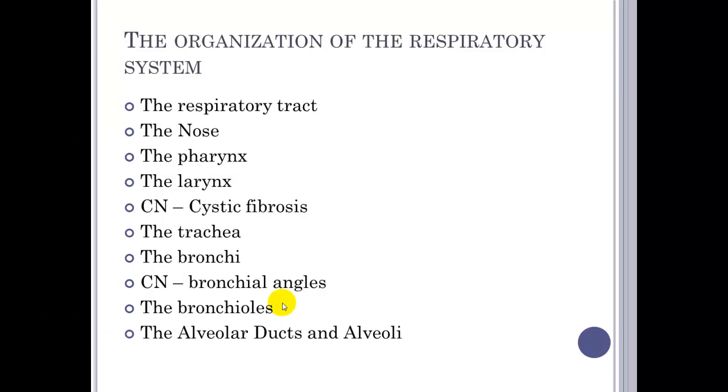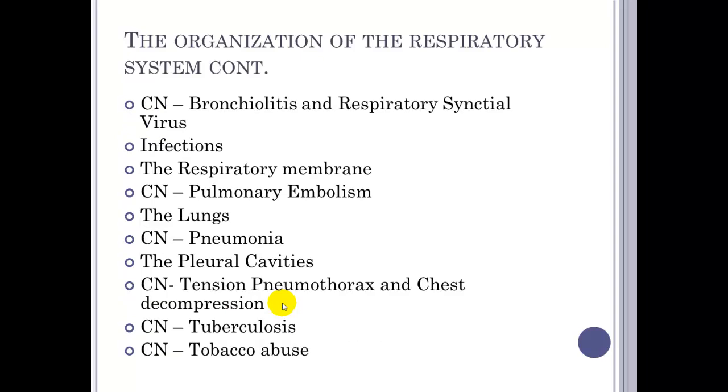Organization of the respiratory system: the respiratory tract, nose, the pharynx, the larynx, cystic fibrosis as a clinical note, the trachea, the bronchi, clinical note, bronchial angles, the bronchioles, and the alveolar ducts and the alveoli. Bronchiolitis, respiratory syncytial virus infections, the respiratory membrane, clinical note, pulmonary embolism, the lungs, clinical note, pneumonia, the pleural cavities, clinical note, tension pneumothorax and chest decompression, clinical note, tuberculosis, and then a clinical note on tobacco use.